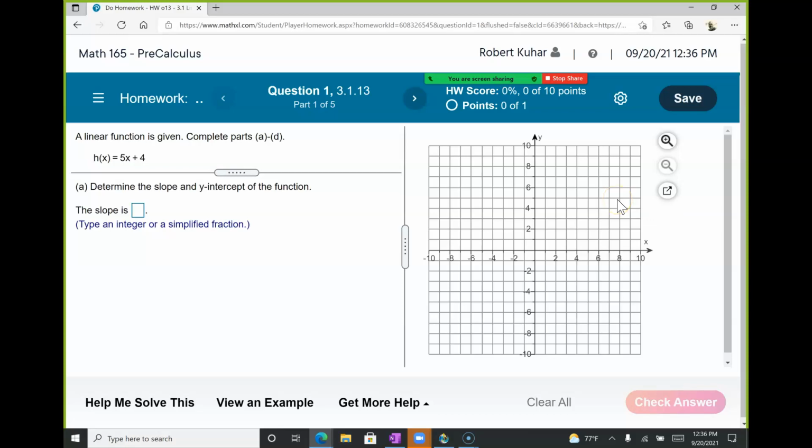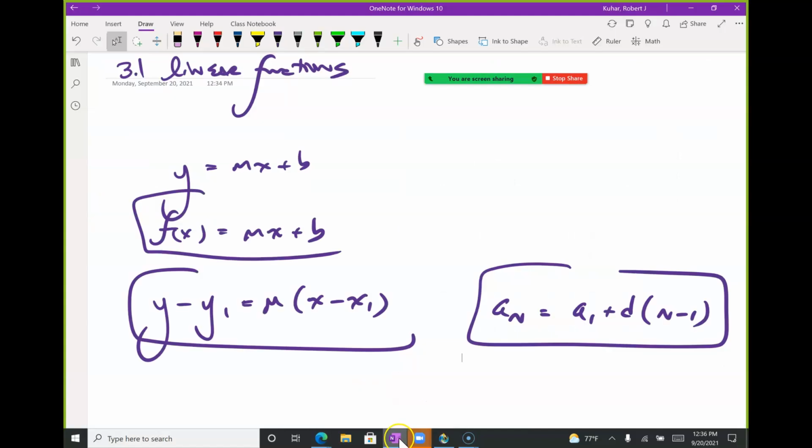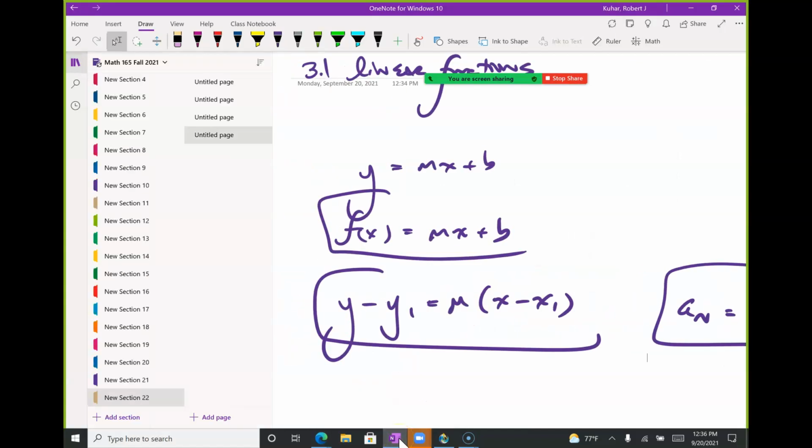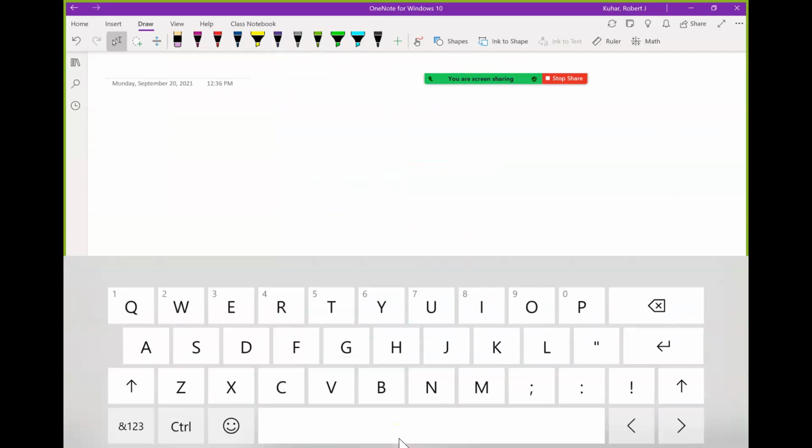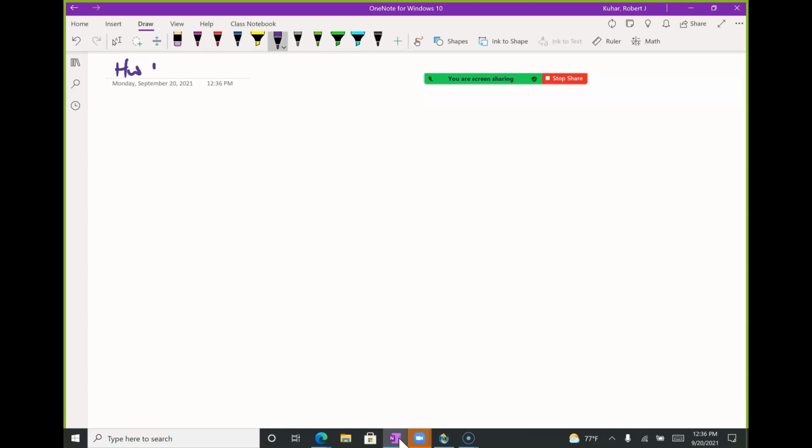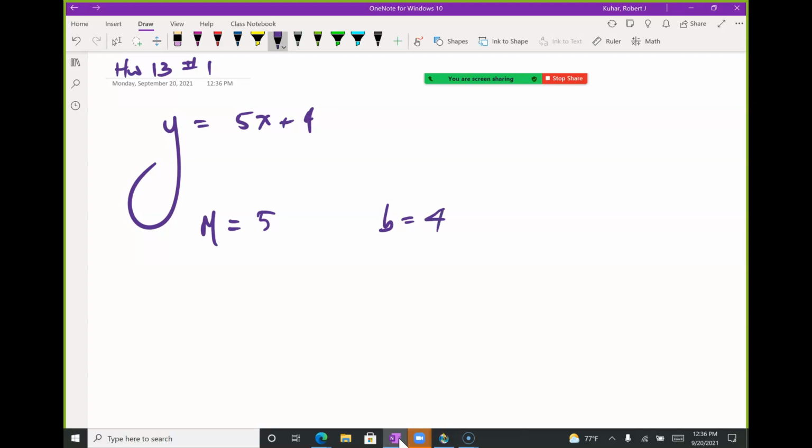So here it is. H of x is 5x plus 4. And let's just think about everything they could possibly ask us, right? So this is homework 13, problem 1. And then y equals 5x plus 4. So what's the slope here? 5. Nice. What's the b value? Is 4, right? mx plus b.